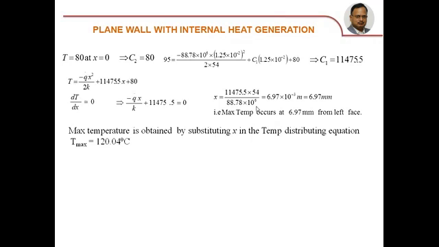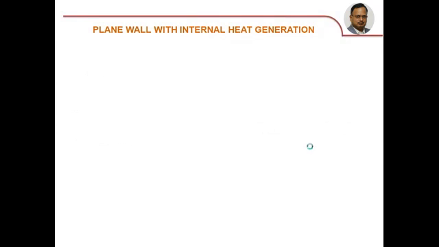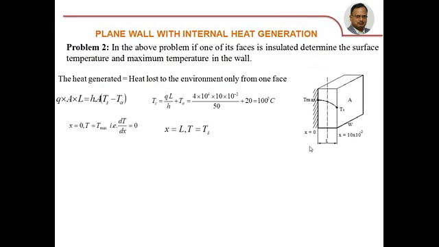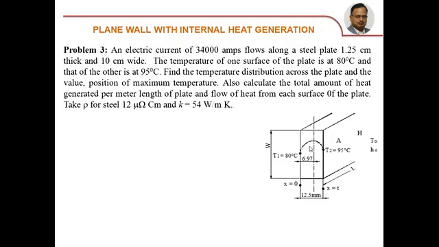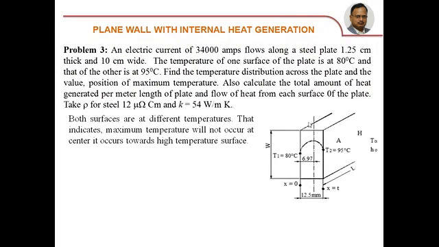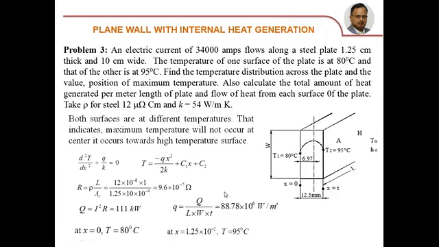So carefully observe, you got the value x is equal to 6.97 mm. So that means the plate width is 12.5 mm, half of it is 6.25 only. But maximum temperature is obtained at 6.97 mm, so slightly towards the right side. That is the reason why the right face is at more temperature than the left face.